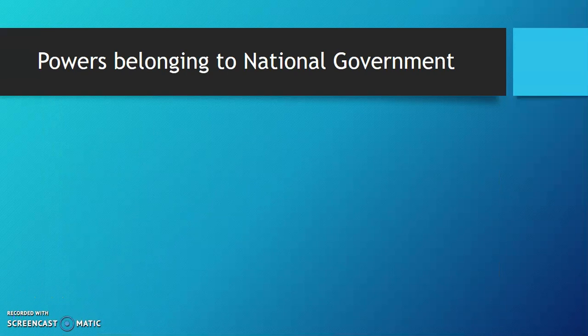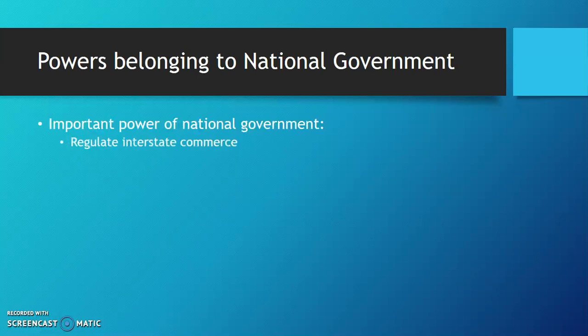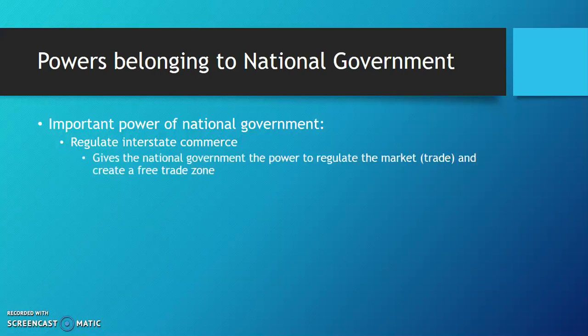Now first we're going to go over some powers that belong to our national or federal government. Probably the most important power of the national government includes regulating interstate commerce. So this is a confusing term. Hopefully I'm going to break it down for you here. So regulating interstate commerce gives the national government the power to regulate the market, or trade, and create a free trade zone.